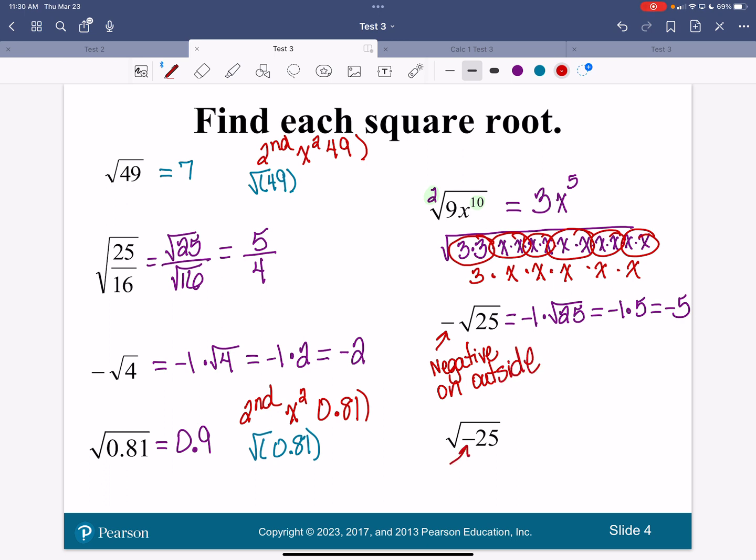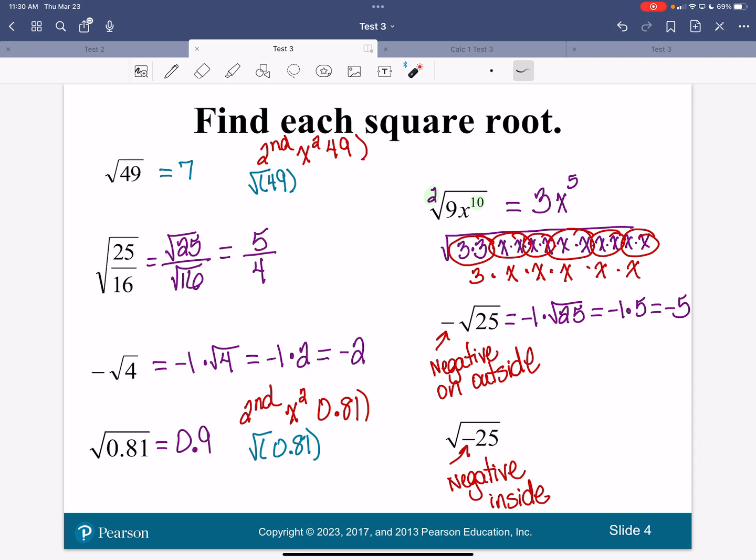Here our negative is where? Inside. We cannot take the square root of a negative number. So I want you to put this right here in your calculator. What do you get? Domain error. That means that I cannot have a negative value inside the square root.